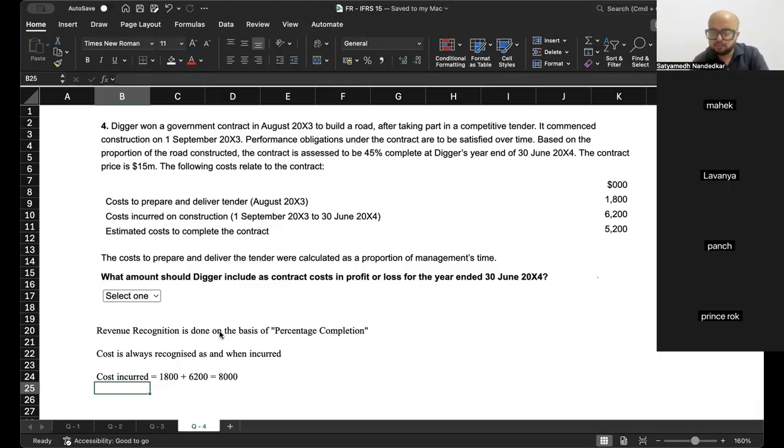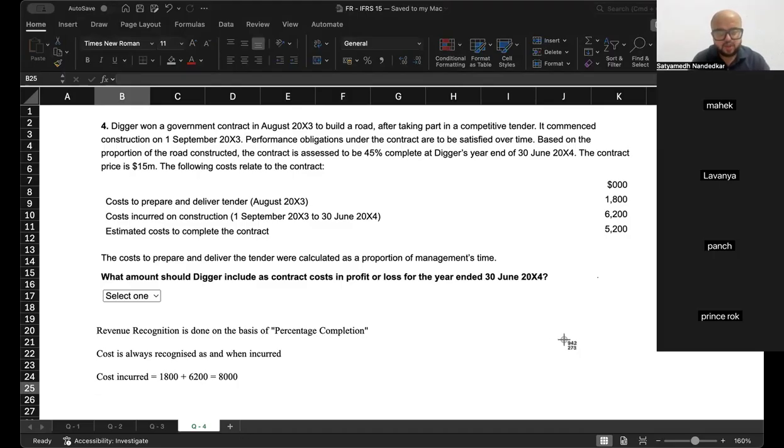Proportionate calculation is not supposed to be done. This question is not included because it is tough. It's included because it's not a tough calculation. But this is to emphasize the fact that in IFRS 15, revenue from contract with customers at FR level, let's keep it that way, at FR level, cost is recognized as and when incurred. So the total amount is 80 lakh rupees, not any other number. ठीक है, देख लो एक बार.